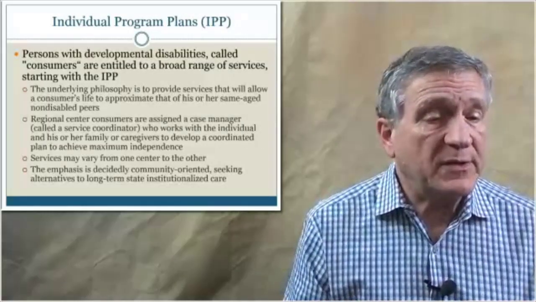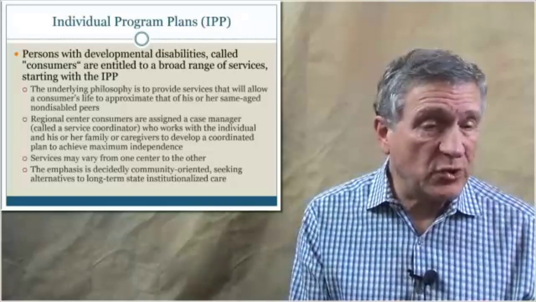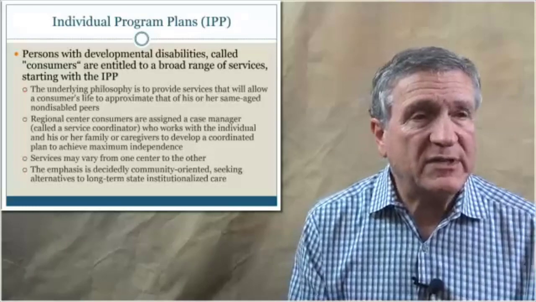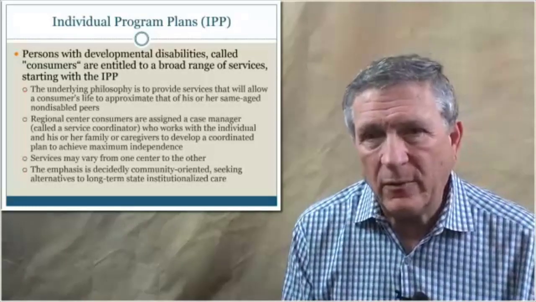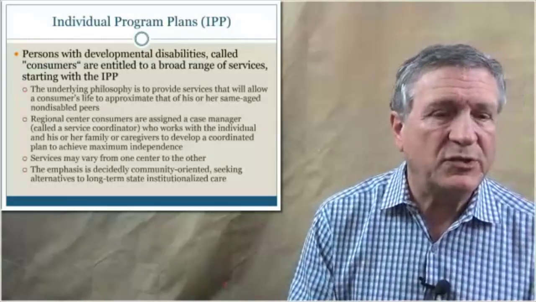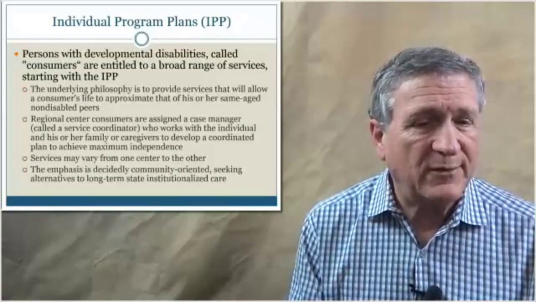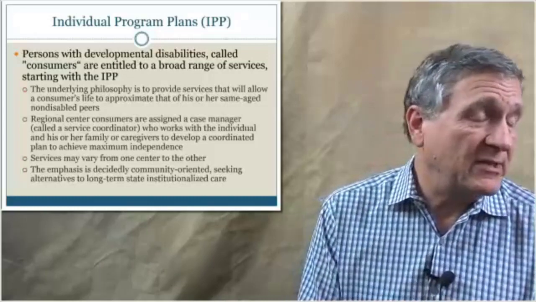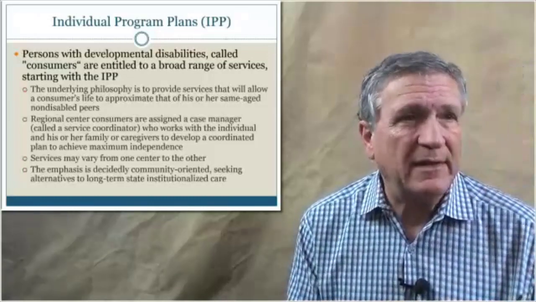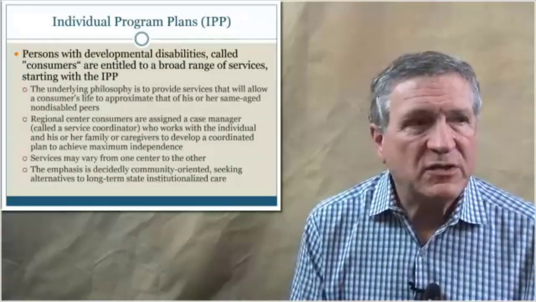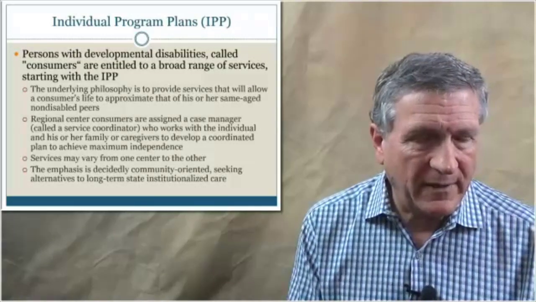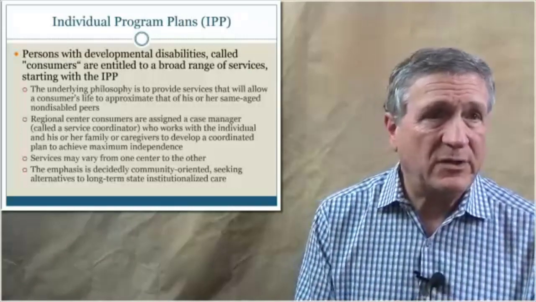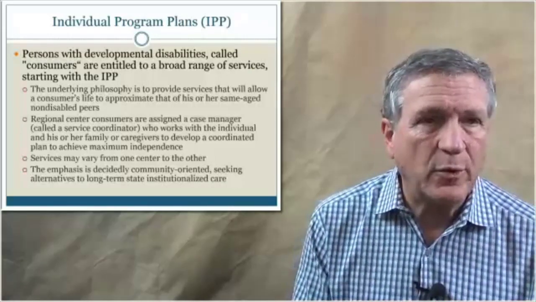Okay, so persons with developmental disabilities, and they are called consumers, they're entitled to a broad range of services. Now, everyone always says, well, there's an entitlement, what they're entitled to. With my brother-in-law, Chuck, my wife and her sisters would say, okay, where's the menu of all the items that Chuck is entitled to? The entitlement is what's in the IPP. So we'll talk about the whole development of the IPP, but what the consumer is entitled to is what has been agreed to in the IPP, the individual program plan.